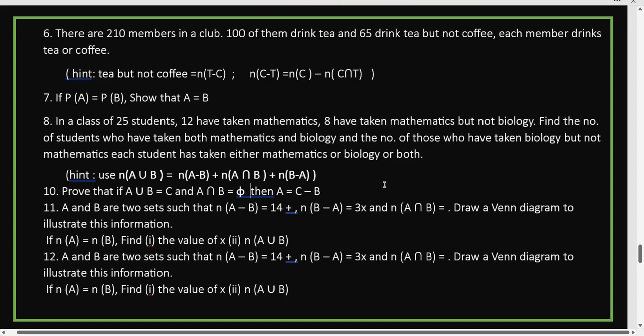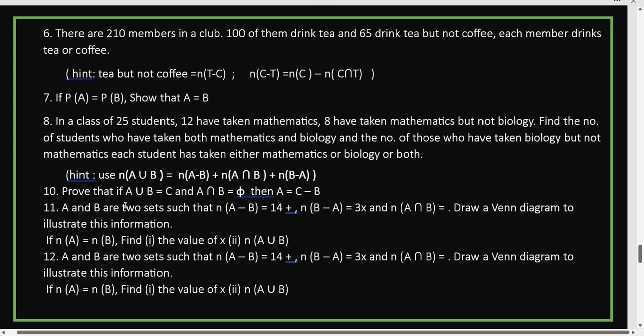In question 8, 25 students are there, that is, the universal set is 25. Some have taken maths, 12 have taken mathematics, but 8 have taken maths but not biology. See, these are the twisted details; you have to solve them. Find the number of students who have taken both maths and biology, and the number of those who have taken biology but not maths. These are the relations you have to translate into set notation. A student has taken either mathematics or biology or both. This is the hint I am giving you. Use this formula. This is pretty much easier, as you can do it easily.